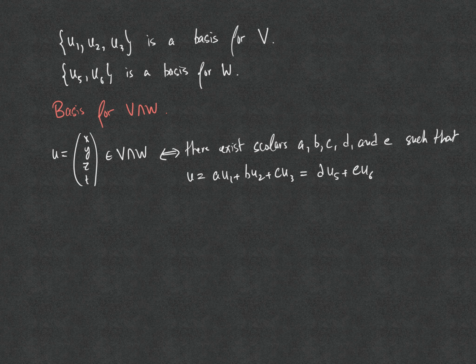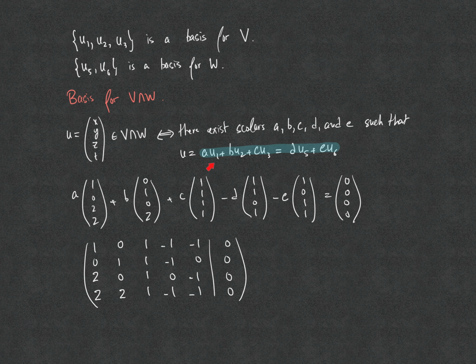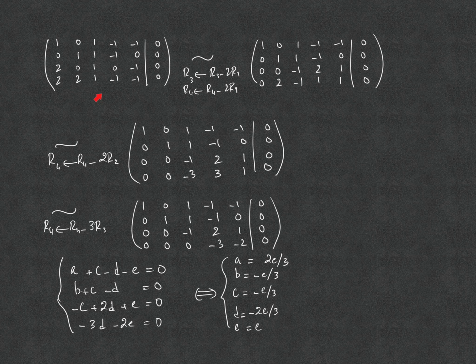Now, in this vector equation, if we take these 2 terms to the left-hand side, we obtain a linear system in the variables A, B, C, D, and E, whose augmented matrix is the following. Using a row echelon form of this augmented matrix, we solved the previous linear system, and we notice that the basic variables are A, B, C, and D, and the free variable is E.